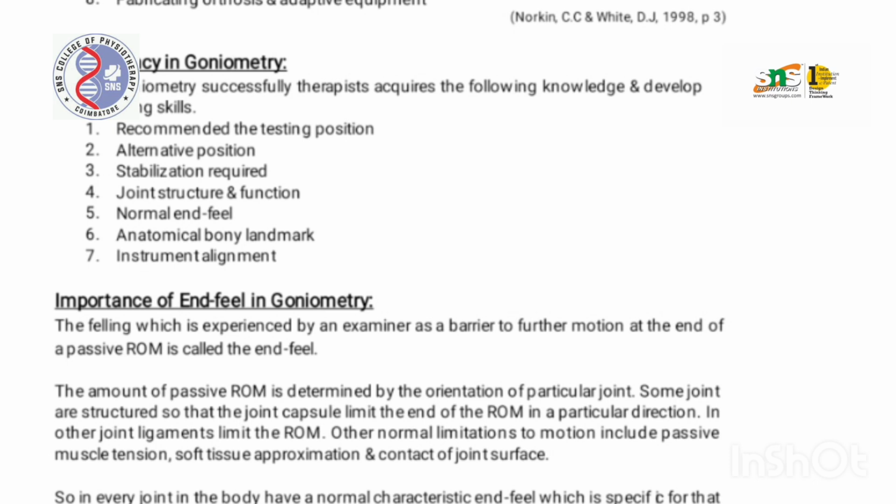So every joint in the body has a normal end feel, which is specific for the joint. Due to an abnormality in the joint, we will find another end feel, which is called abnormal end feel. Abnormal end feel indicates a limitation of the range of motion of the particular joint. So during the measurement of joint range of motion, it is necessary to understand the end feel of a joint to detect accurate range.